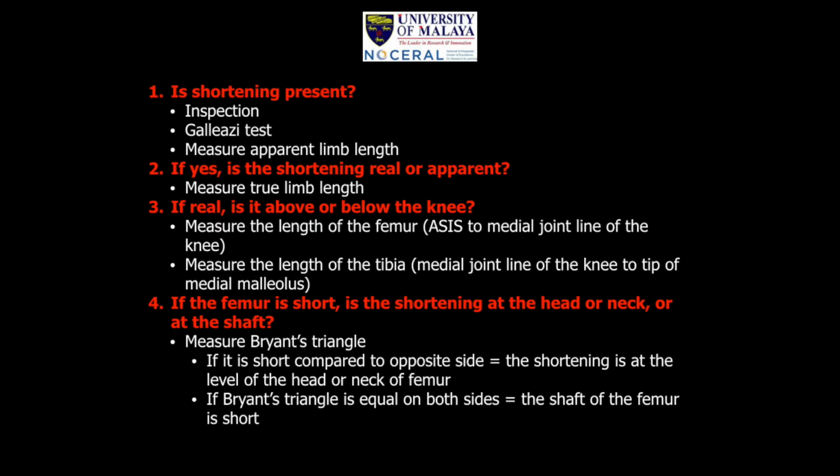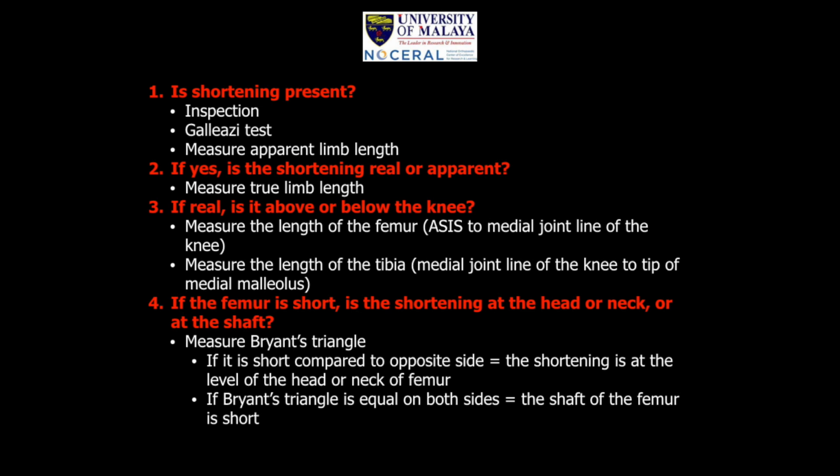To summarize, identify if shortening is present by inspection, performing Galeazzi test, and measuring the apparent limb length. If a shortening is found, to determine if it's real or apparent, you should measure the true limb length. If it is truly short, then you need to find out if the shortening is above or below the knee. That is to say, if the shortening is in the femur or tibia.